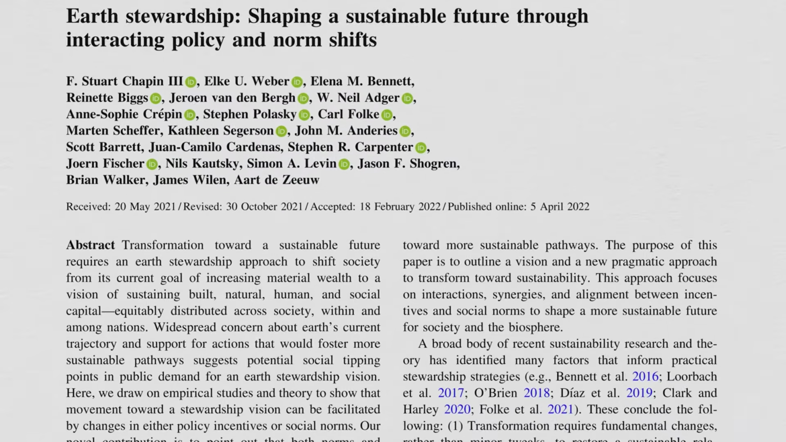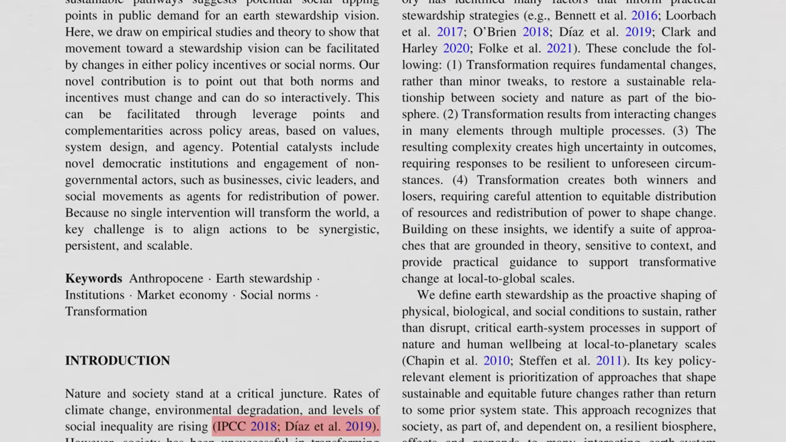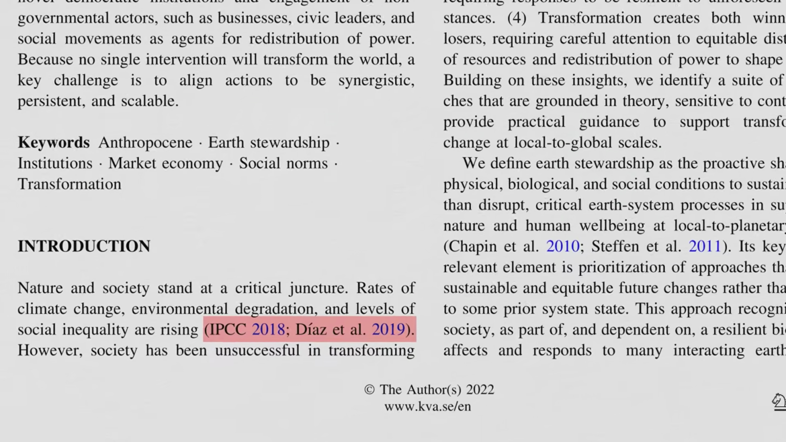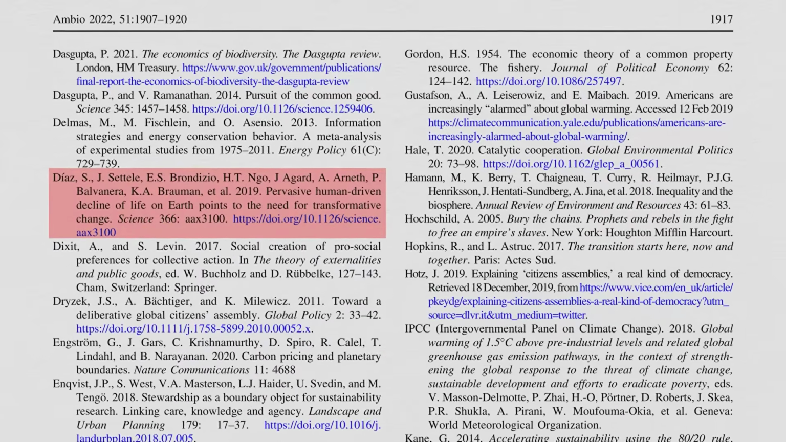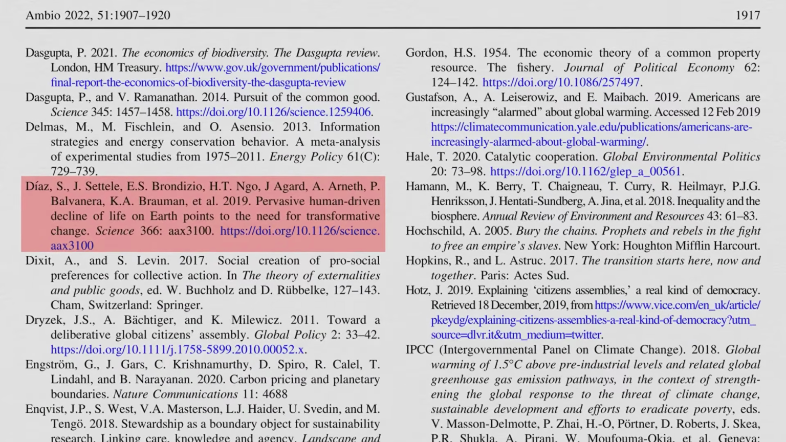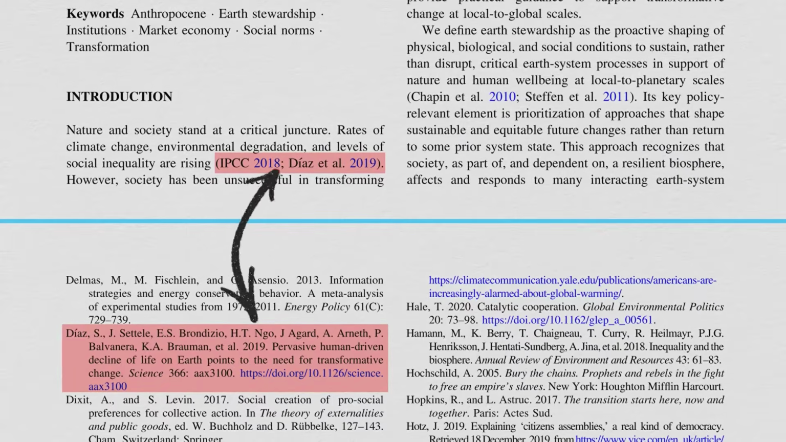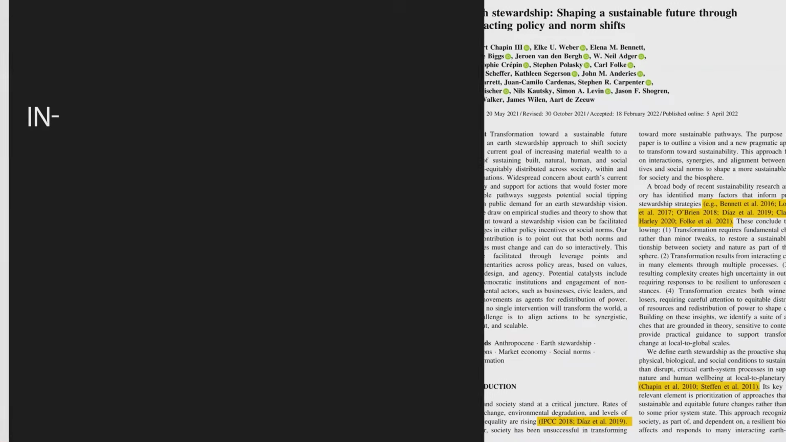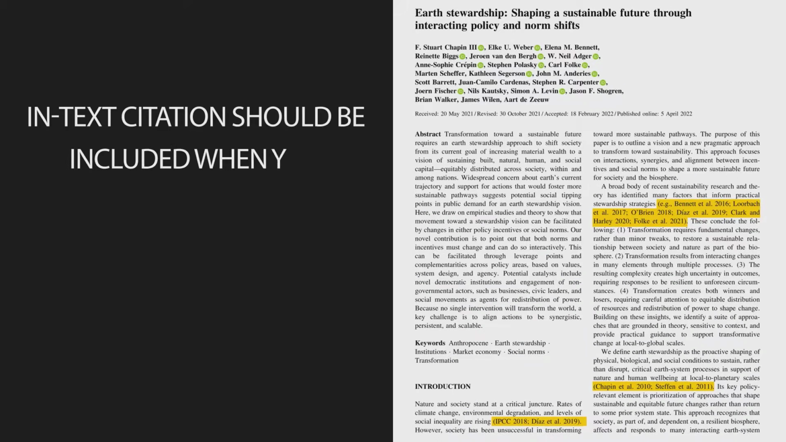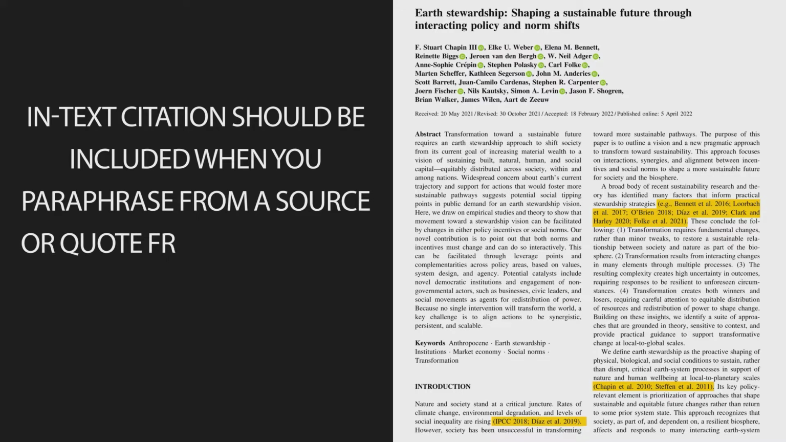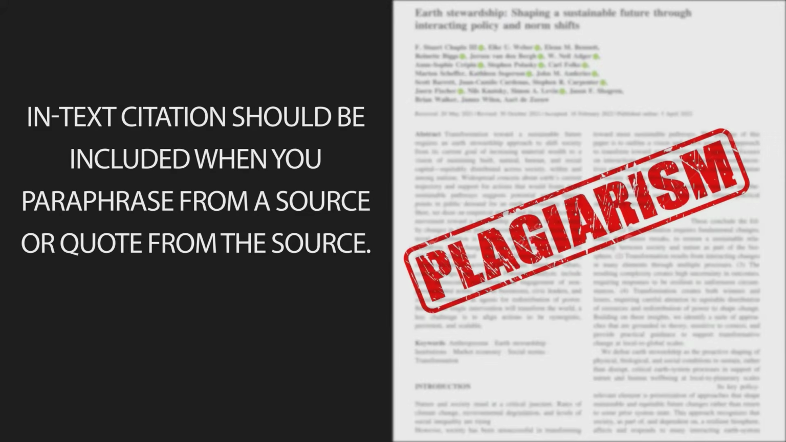An in-text citation helps to identify the source of information written in the body of the paper. Readers can locate the corresponding reference in the reference section at the end of the paper with the help of the in-text citation. In-text citation should be included when you paraphrase from a source or quote from a source. Otherwise, you may suffer the consequences of plagiarism.